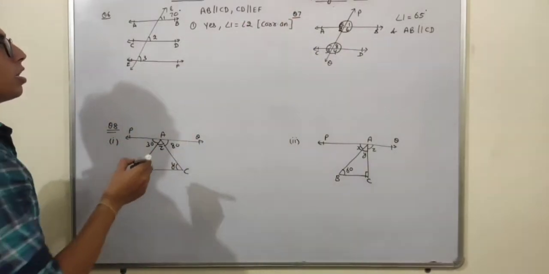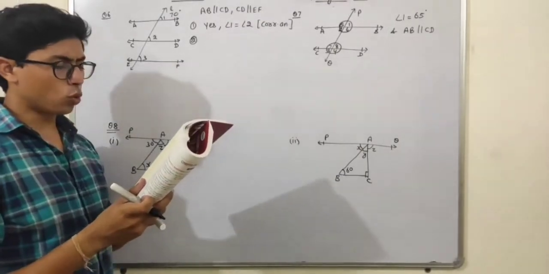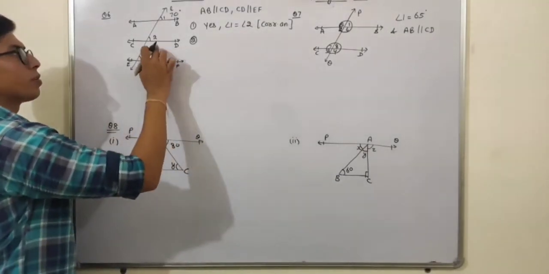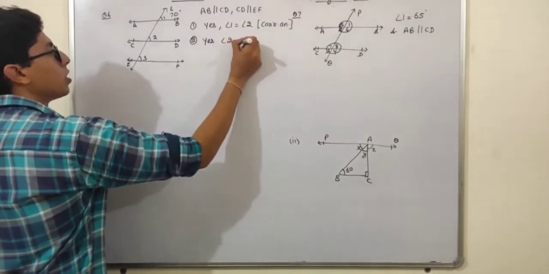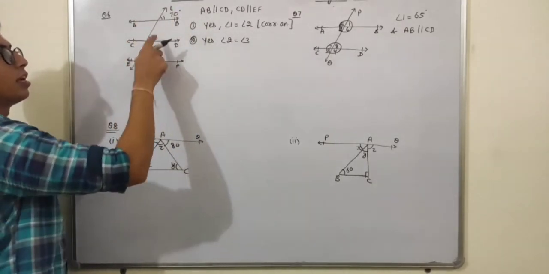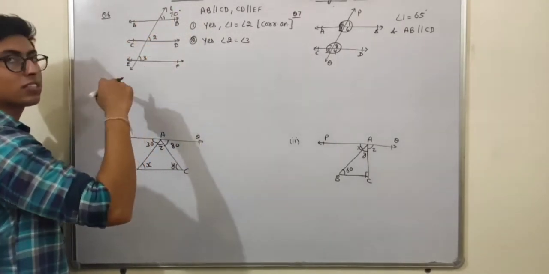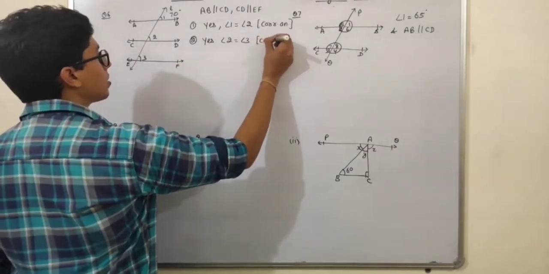Now the second part. Is angle 2 equal to angle 3? Yes students, angle 2 is equal to angle 3 because CD is parallel to EF, it is given in the question, and this is a transversal. So these are two corresponding angles.